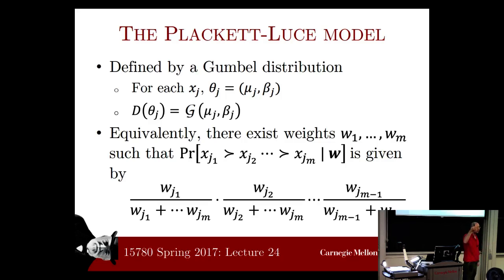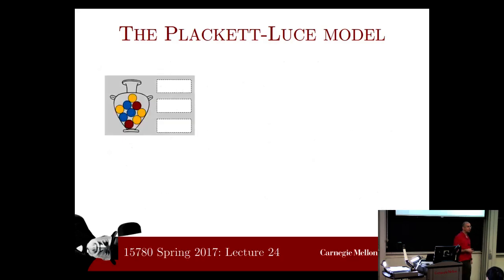Okay, so here's a nice way to illustrate this, which is, I think, more intuitive. The nice way to think about it is this urn model, where we have this urn. For every alternative, we have a number of balls in the urn that is equal to its weight. So here we have three alternatives, yellow, blue, and red. And we have 4 balls for yellow, 3 balls for blue, and 2 balls for red. And now in order to rank, every time we reach into the urn, we take out some ball, and we put the alternative corresponding to that ball in the next position.